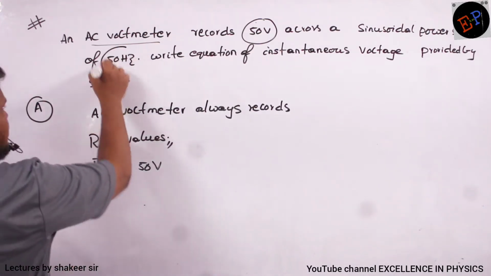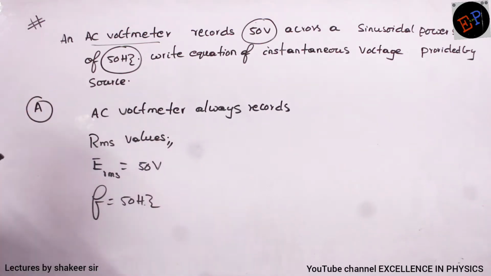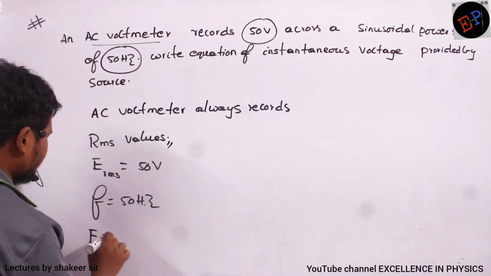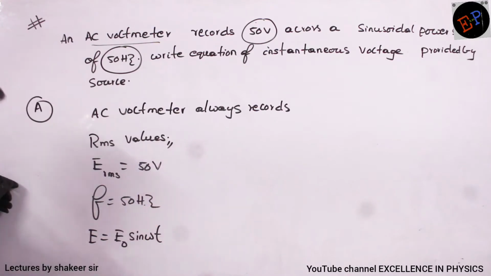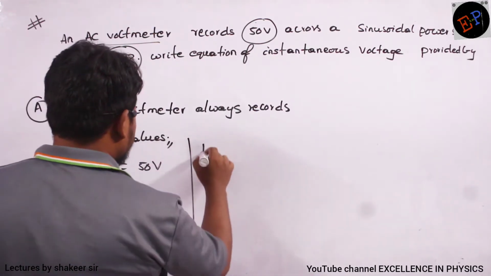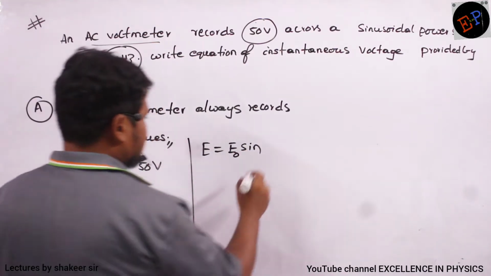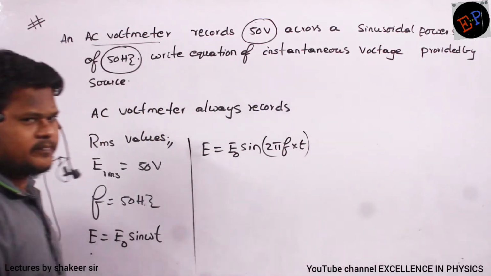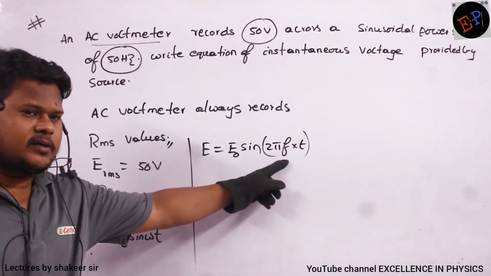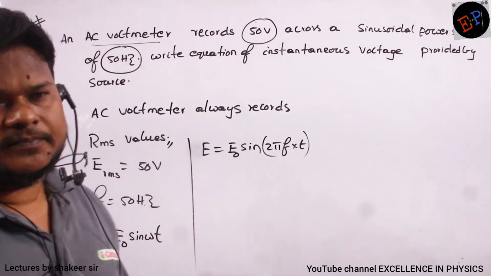And what is the frequency of this source? Frequency of this source is 50 hertz. Now we are supposed to write down the instantaneous value of voltage. What is the instantaneous value of voltage? E is equal to E naught sine omega t. Omega can be written as 2 pi f multiplied by t. Frequency is already given, frequency is 50. Okay.